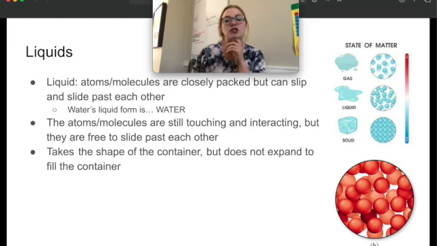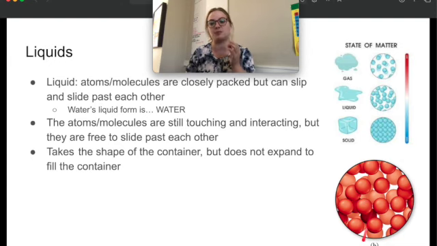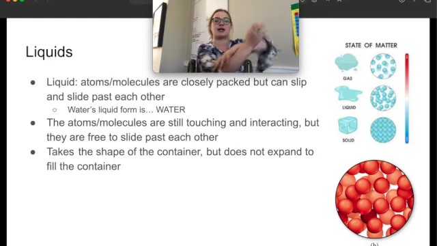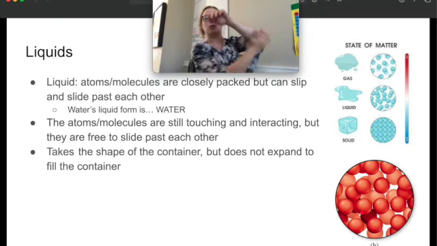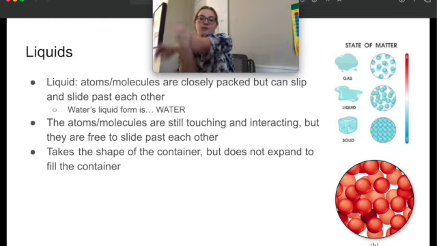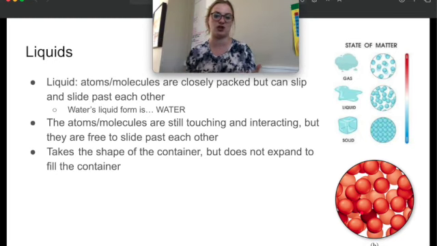You can see a picture of what liquid atoms and molecules look like down here. They're still touching. They're still extremely close together. They're super packed, but they do have that little bit more freedom of motion, whereas our solid just sits in place and wiggles. Our liquid kind of does this, where the atoms and molecules are touching and interacting, but they're slipping and sliding past each other.